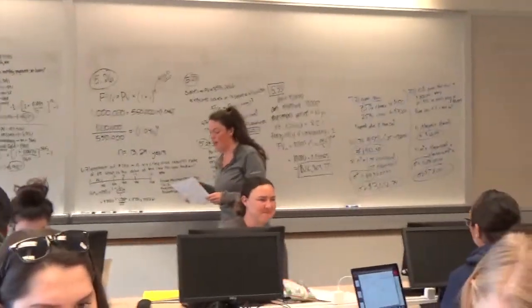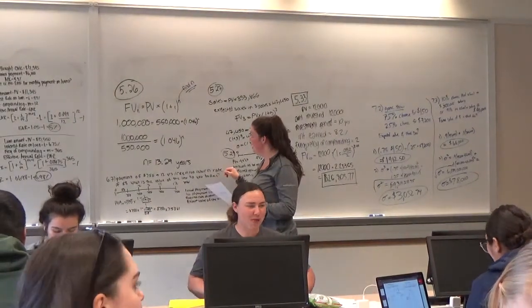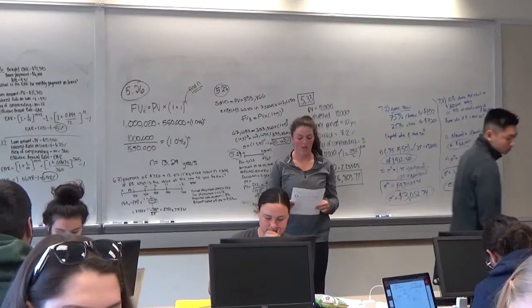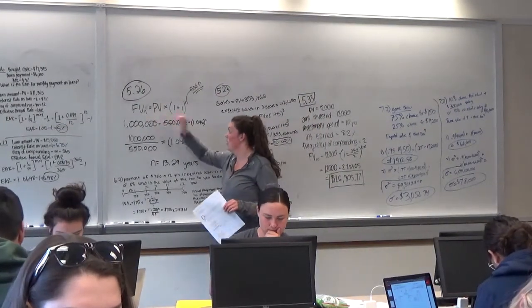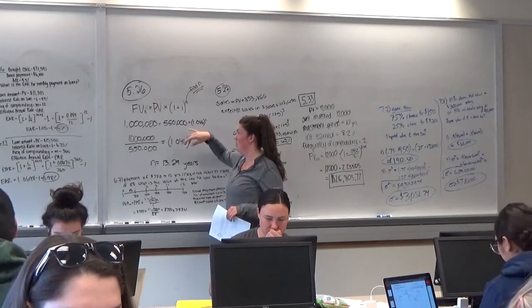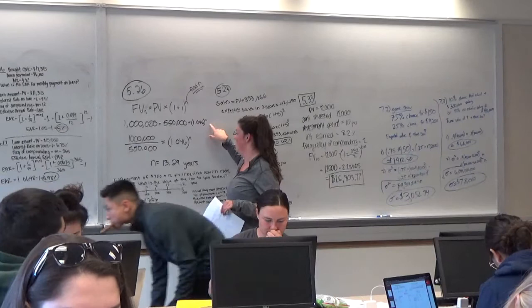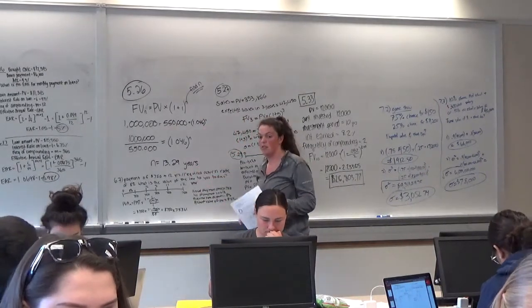You inherited $550,000 and you get 4.6% interest annually. You're trying to see how many years it will take for you to get $1 million. So use this formula with future value, and you just put in all your values and you're trying to find n, and then you get it out to 13.29 years.